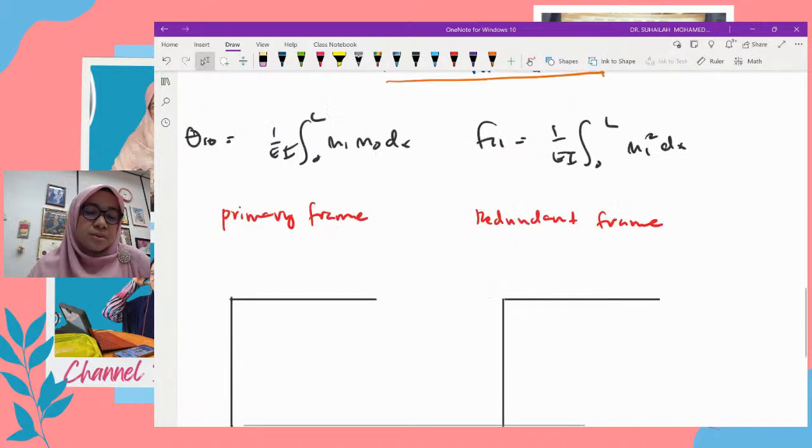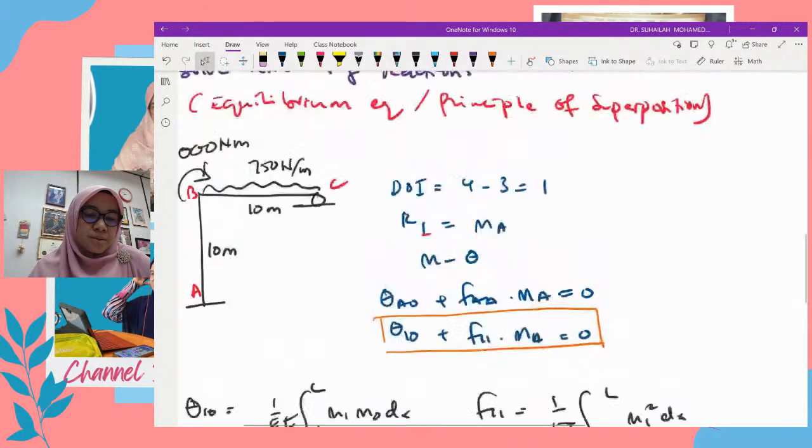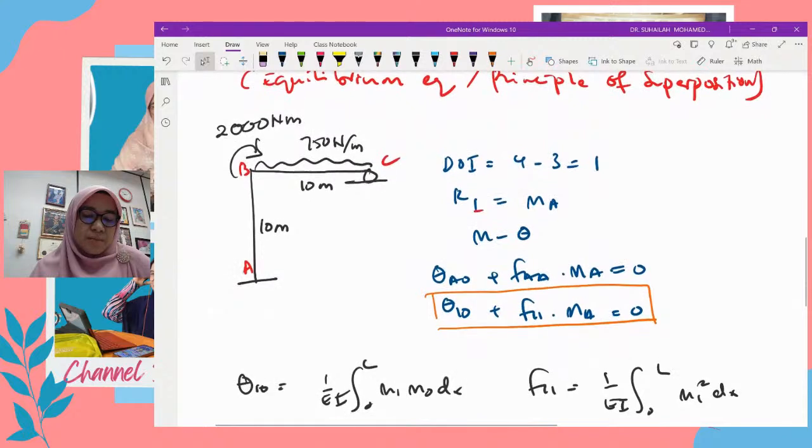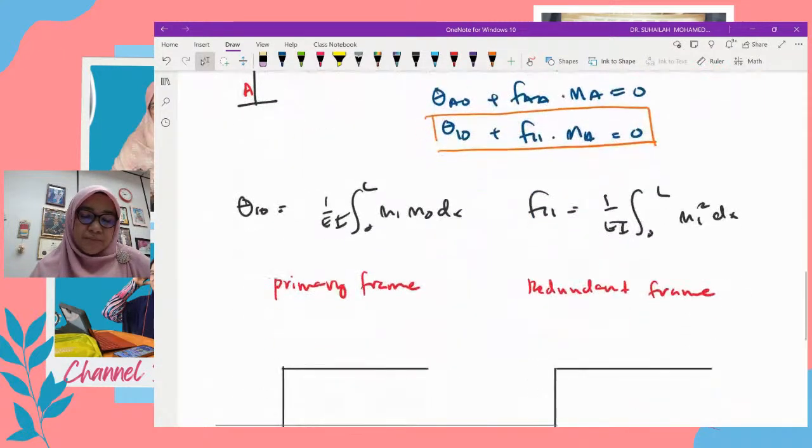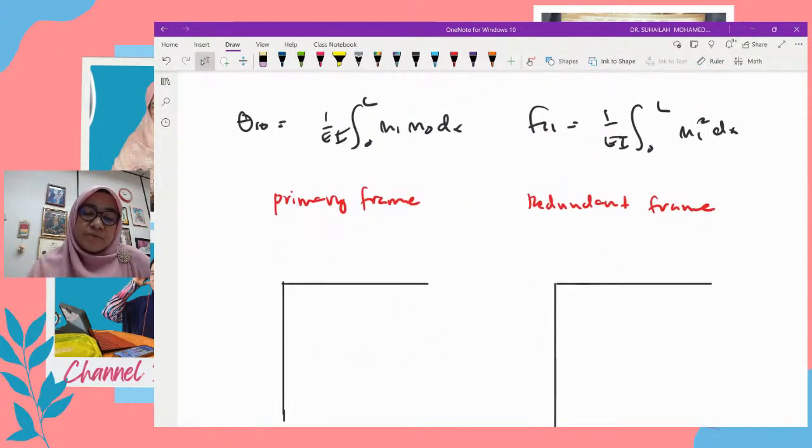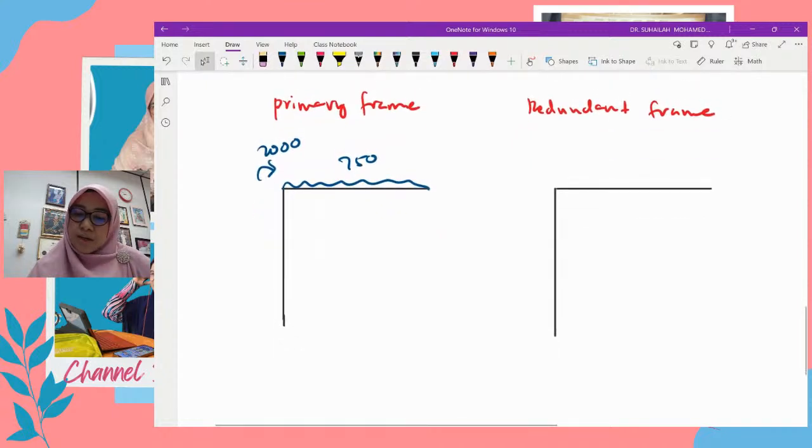Okay, so 10 meter, 10 meter, 2,750. Okay, 2,750. So here we put 2,750. Okay, and in the redundant frame, we have a unit value of moment at A. So we put here 1.